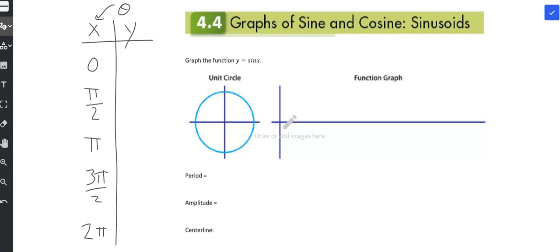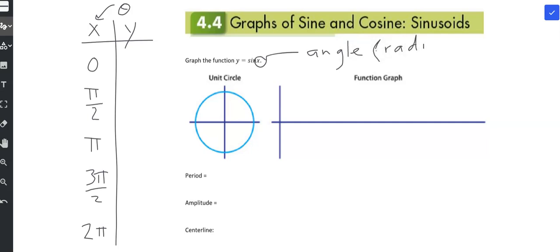I'm going to transfer information from the circle to the function graph on the right. Now, this is a little bit unfortunate, they're using the variables x and y, but the x is really an angle measurement. An angle measurement in radians.